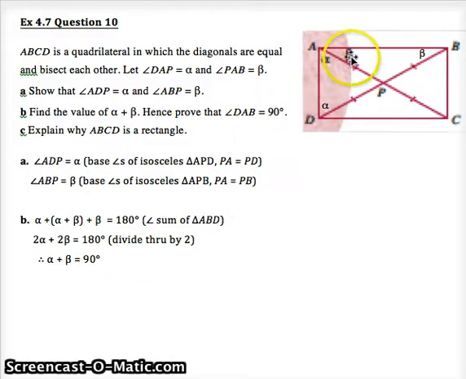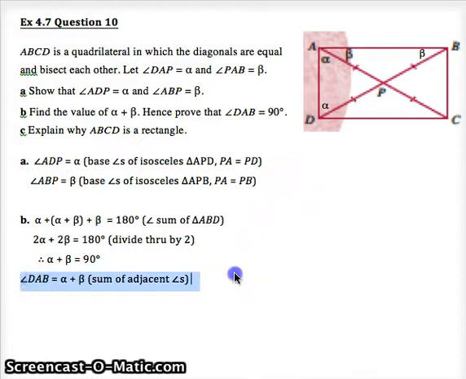Now alpha plus beta happens to be angle DAB, and we've been asked to prove that angle DAB is 90. Hence we can now say that angle DAB is alpha plus beta, as we can see in the diagram, because they are the sum of these two adjacent angles. Angle DAP plus angle PAB makes angle DAB. So it's the sum of those two adjacent angles. Therefore, we can now say that angle DAB is 90 degrees.